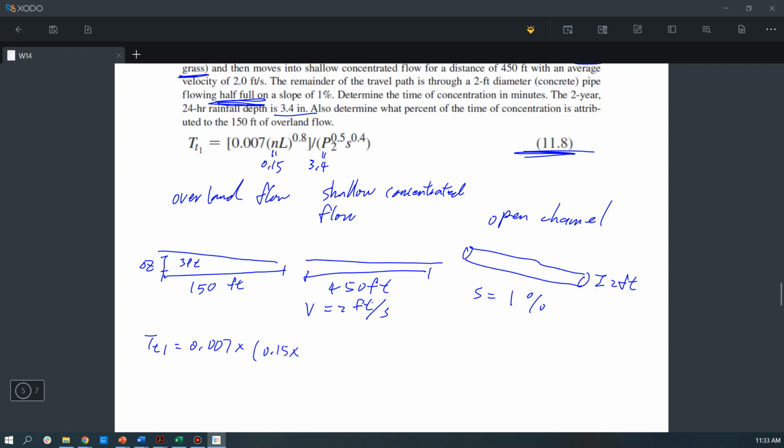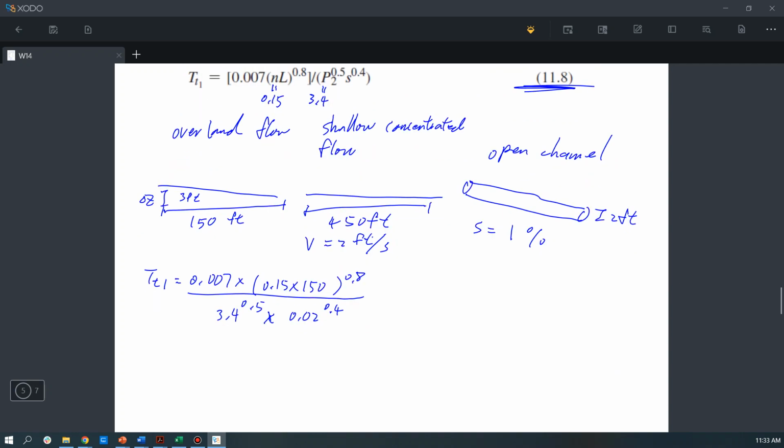0.15 times the length is 150 feet to the power of 0.8 divided by 3.4 to the power of 0.5 times 0.02 to the power of 0.4, and this will give us 0.219 hours. For the second part, we already know the velocity, so it's quite straightforward.